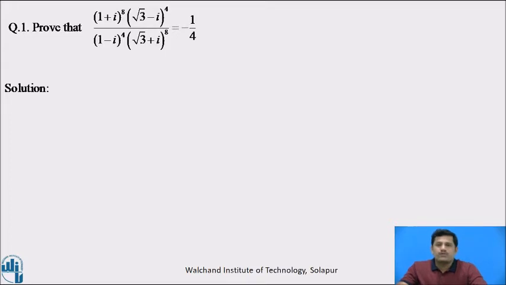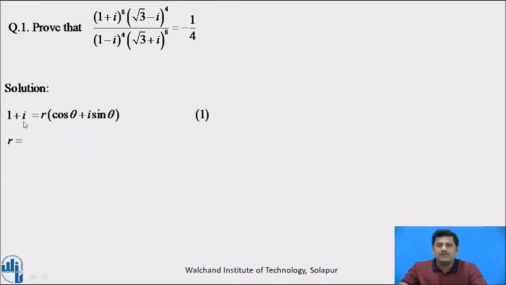Solution. In order to prove that this whole complex number is minus 1 by 4, first of all we try to express each Cartesian form complex number into its polar form. Once we express it in terms of the polar form, we will apply De Moivre's theorem and evaluate it. Consider the first complex number 1 plus i, and it has the polar form r into the bracket cos theta plus i sin theta. Now r and theta are to be found, and we know that r is the square root of the sum of squares of the real and imaginary parts.